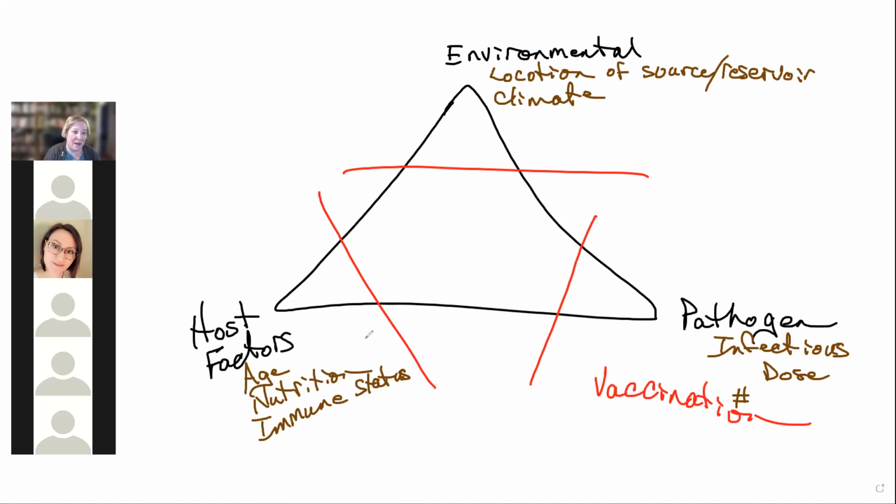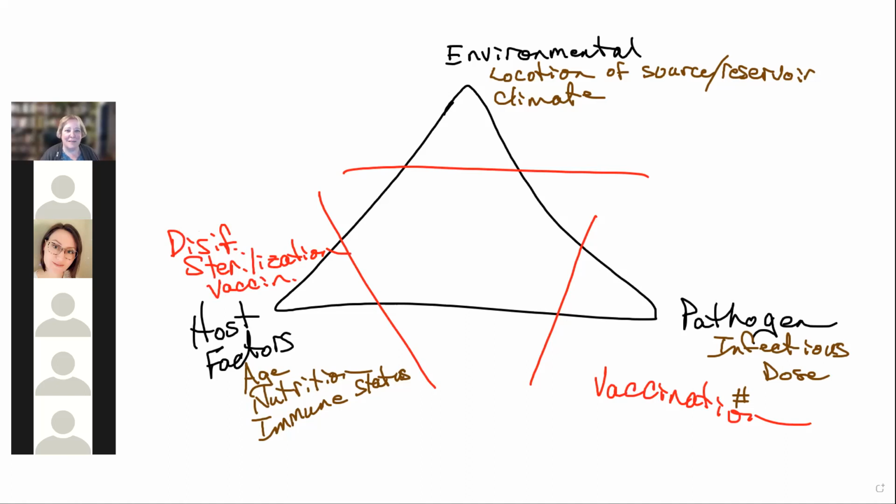And that's where we get into healthcare, where we get into disinfection. Oops, I'm spelling that wrong. Normally I can do that. Sterilization. And also vaccination and all of these things that we do to help break up this epidemiological triangle.